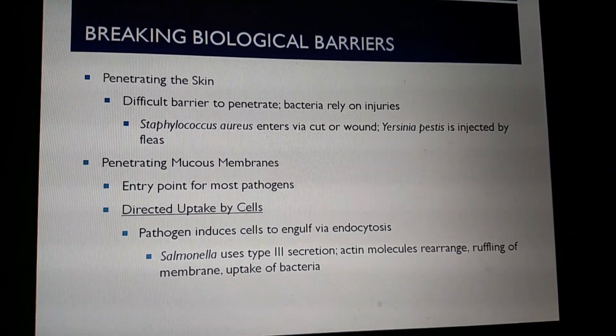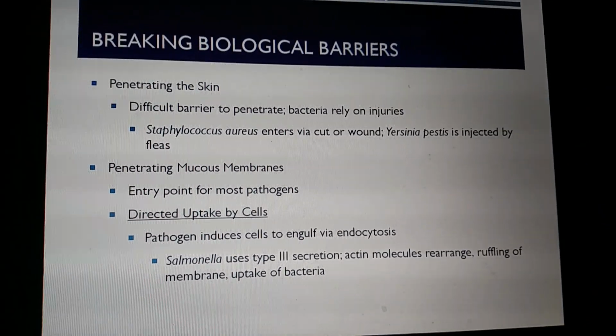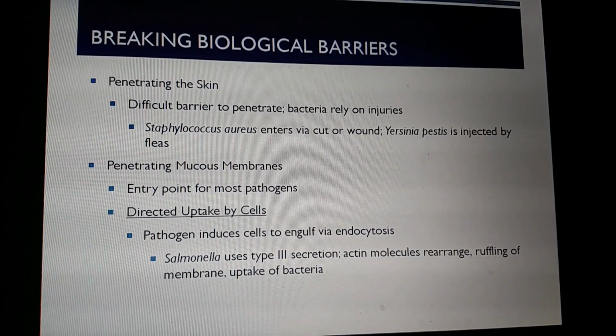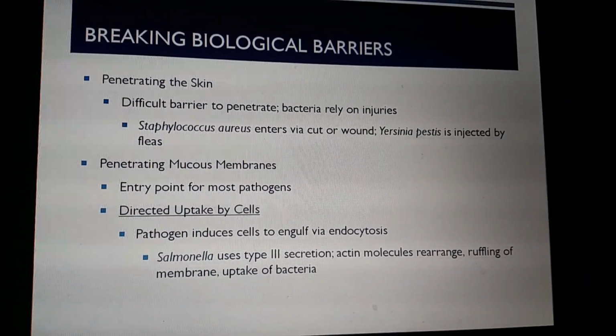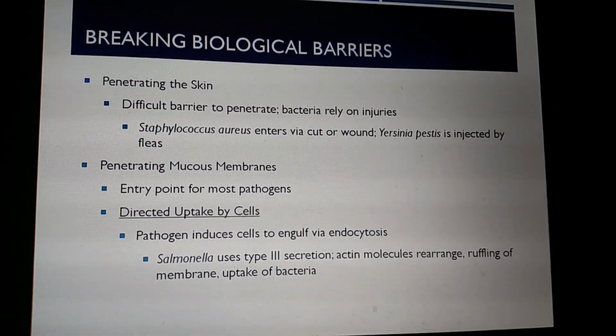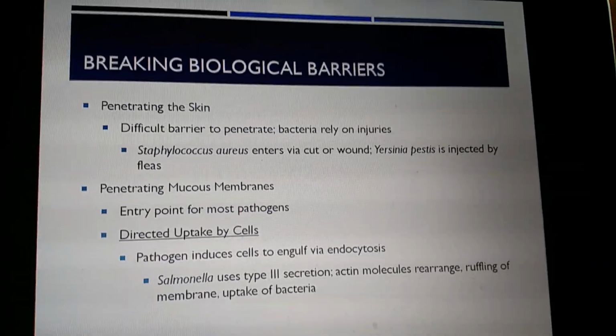You can also have bacteria penetrating mucous membranes. This is an entry point for a lot of pathogens. They can be directly taken up by cells. And what happens is the pathogen, the bacteria, actually tricks the cell to engulf it using endocytosis so that it can get inside of the cell to start causing disease.